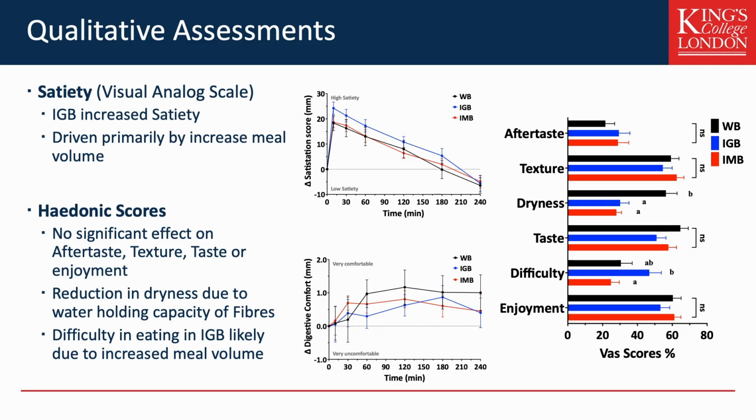We saw reductions in the dryness. Obviously, with the increase in fibre, there's more moisture in the bread. There was some difficulty eating the ICB and the isoglycidic bread, but that's again because it was such a larger meal. Importantly, compared to the previous study, we found that including the galactomannan had significant benefits in terms of the texture of the bread, so we could improve the quality of the bread as well as the nutritional properties.